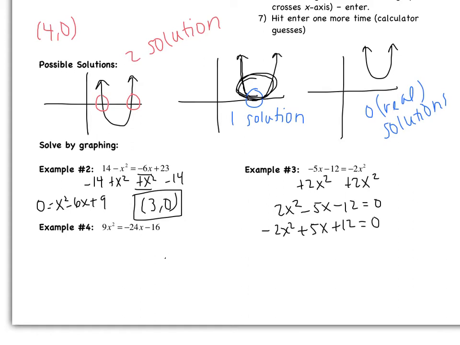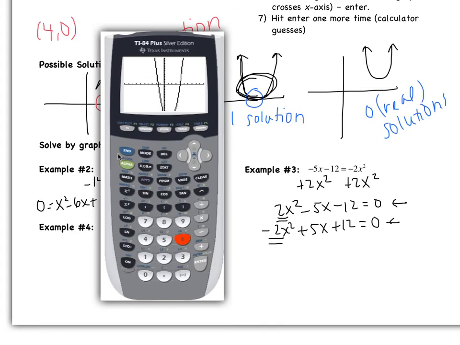The only difference is this top equation is going to open up because of the 2x squared. The bottom one is going to open down because of the negative 2x squared. So they're going to look different, but we're going to get the same solution either way. Okay, so now, after I put my equation into y equals and hit zoom 6, this is what I'm looking at. It looks like I have 2 zeros.